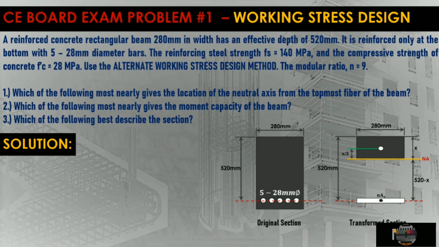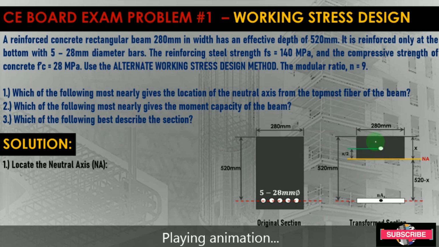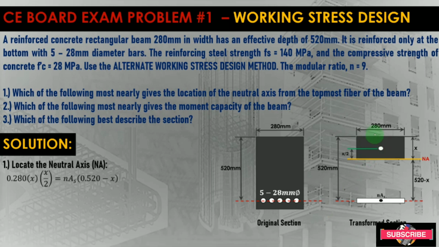Okay, so proceeding to locate the neutral axis, you need to use the moment area method here, in which we determine the moment area of the concrete section above the neutral axis and also below the neutral axis. For the concrete section above the neutral axis, we have the area 280 times x, times the distance from the centroid of this concrete section to the neutral axis, which is x over 2. That is why we have here x over 2.